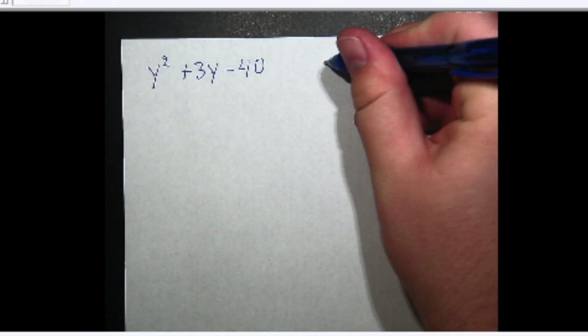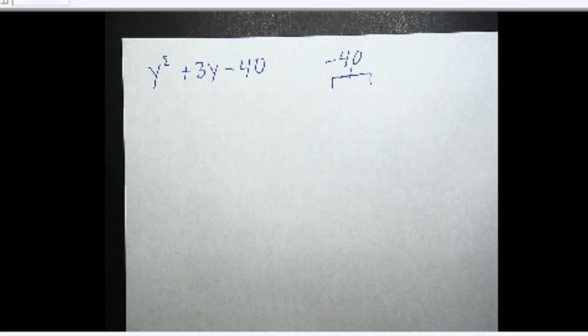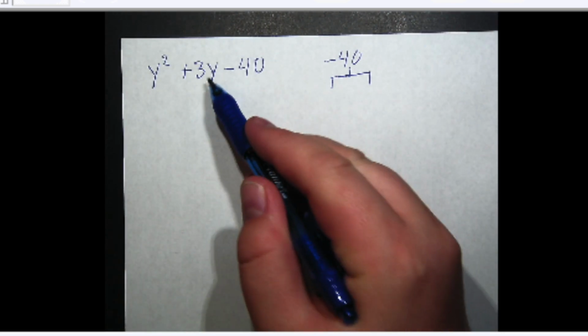So what is the A here? What is the leading coefficient? 1, good. And what is the C? 40, negative 40, good. Yeah, we have to include that sign. All right, so A is 1, C is negative 40. A times C gives us negative 40. So we want to find factors of this number. And again, we want those factors to combine to get, in this case, positive 3.